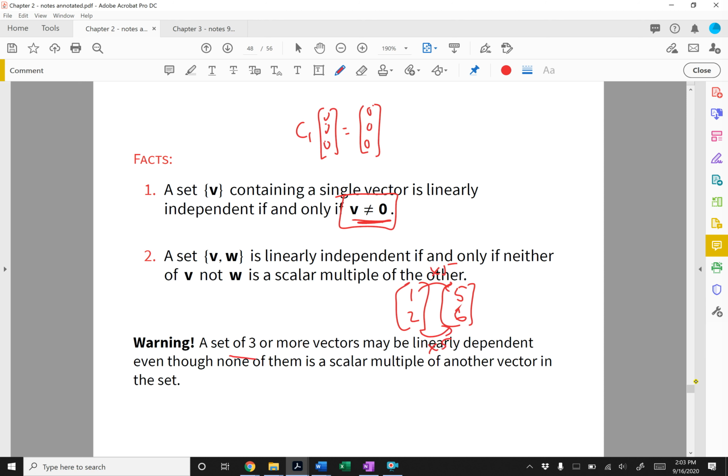But that does not work once you get to 3 or more vectors. Then you can have linearly dependent sets, even though no one of them is a scalar multiple of another one. So one of them will be a linear combination, but not just a simple scalar multiple of one other one.